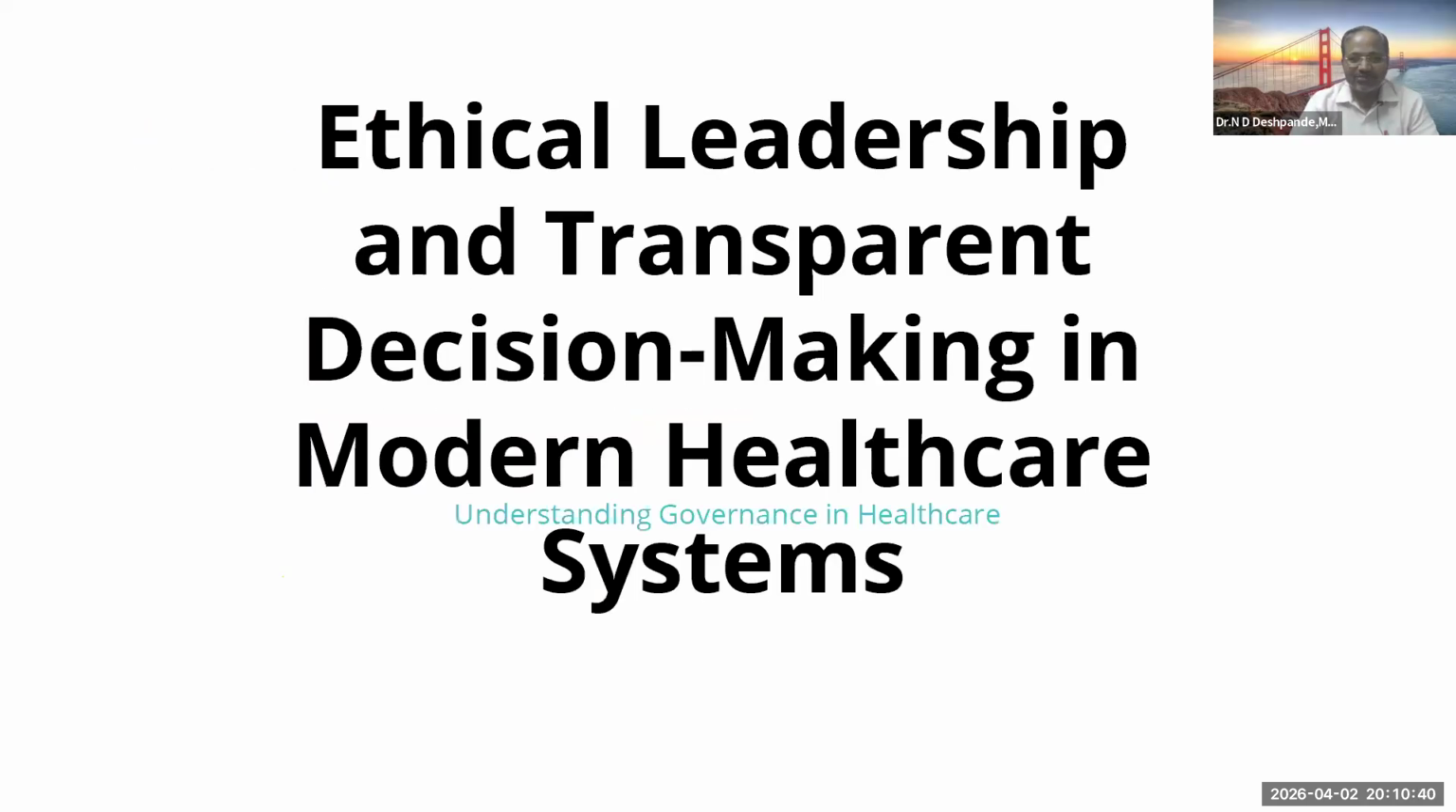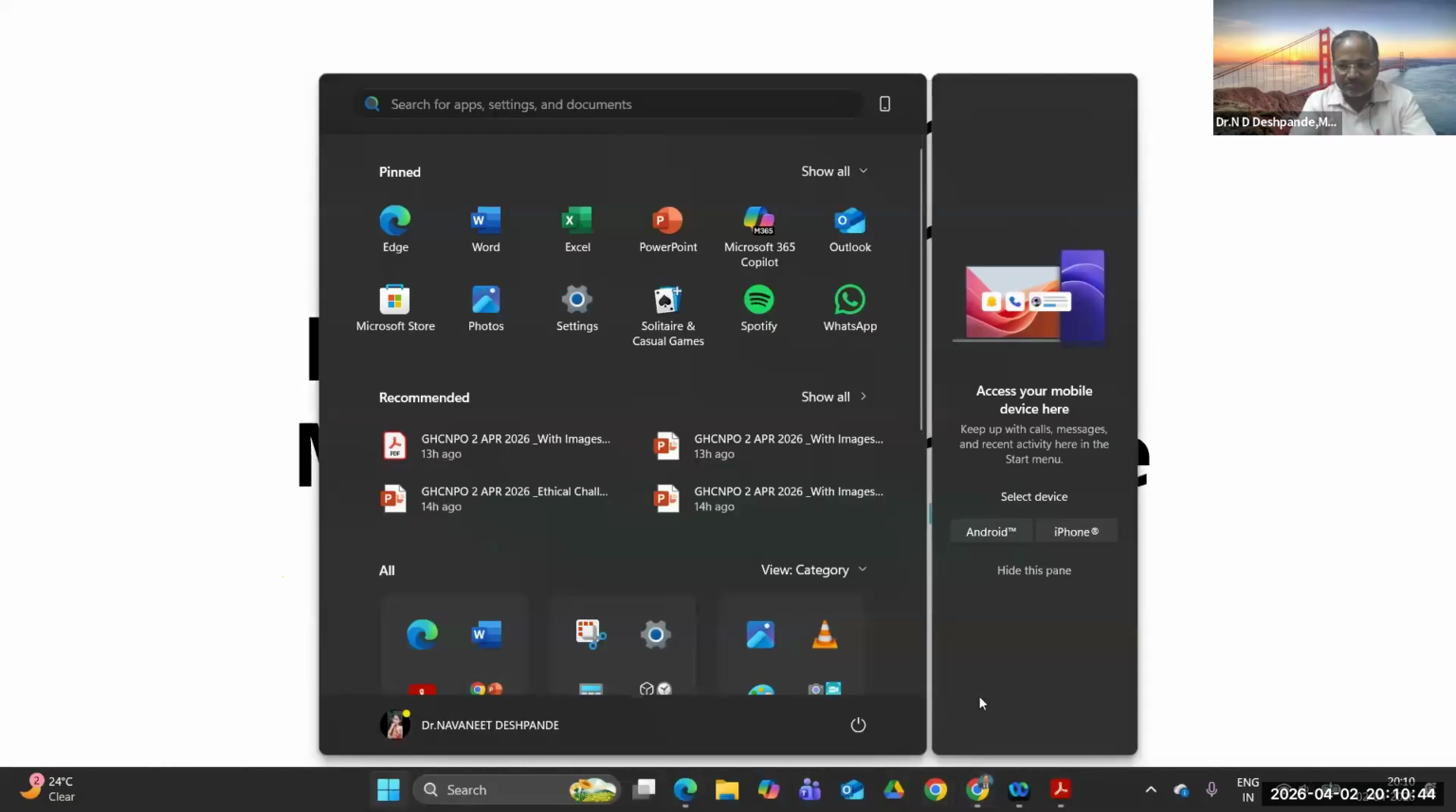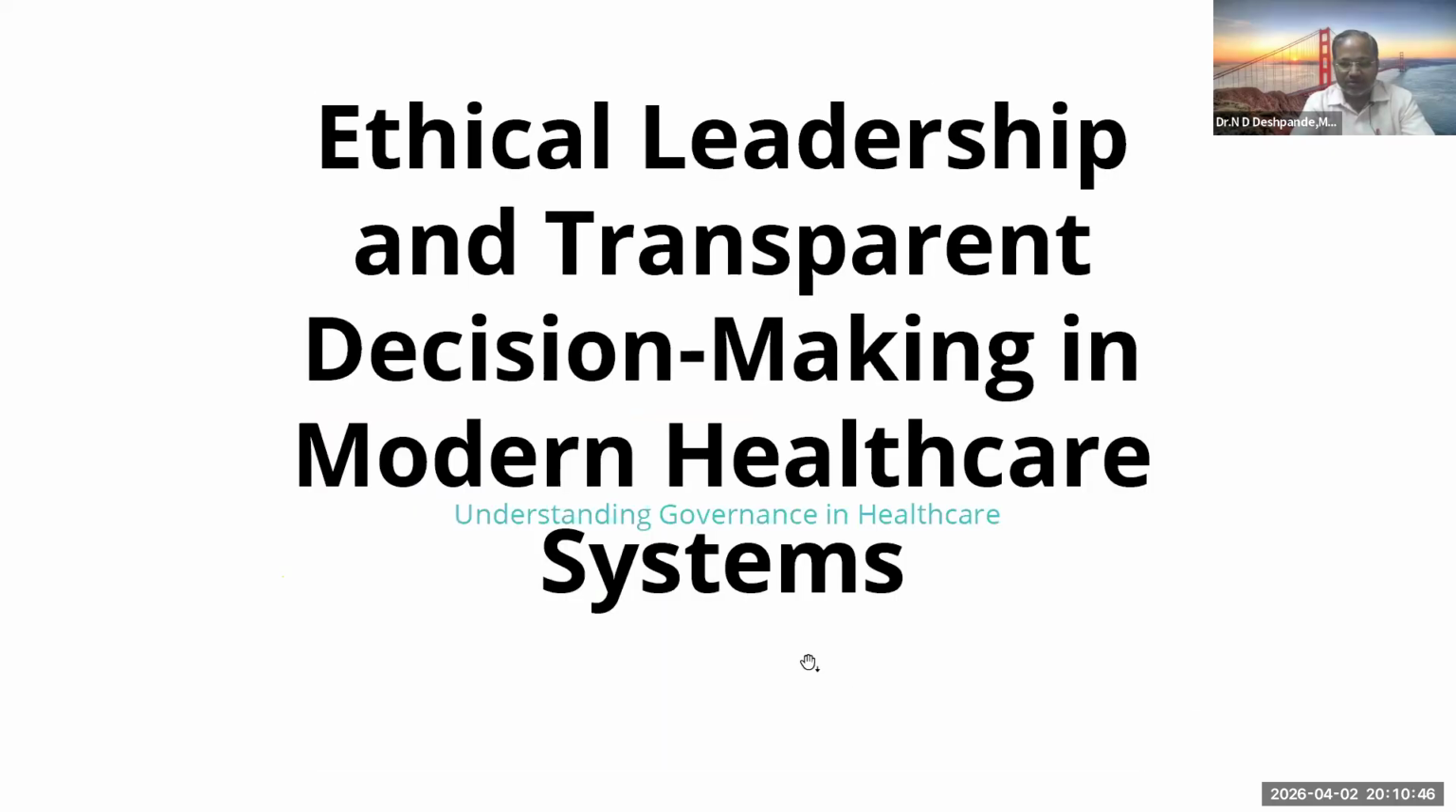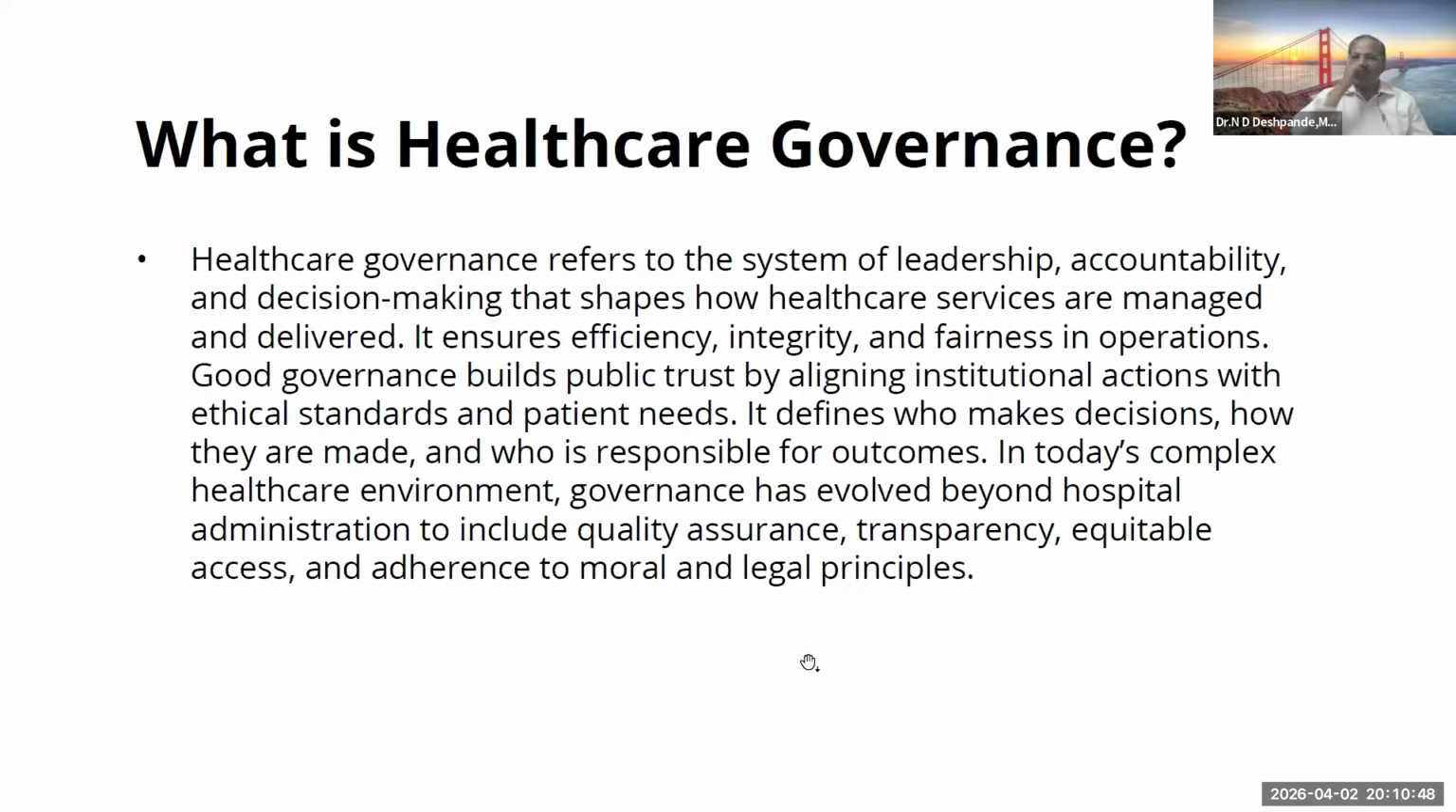Then ethical leadership and transparent decision making in modern healthcare. So what is healthcare governance? Let's try first. Healthcare governance refers to the system of leadership, accountability, and decision making. It shapes how healthcare services are managed and delivered. It ensures that efficiency and integrity are both there, along with fairness in operations.